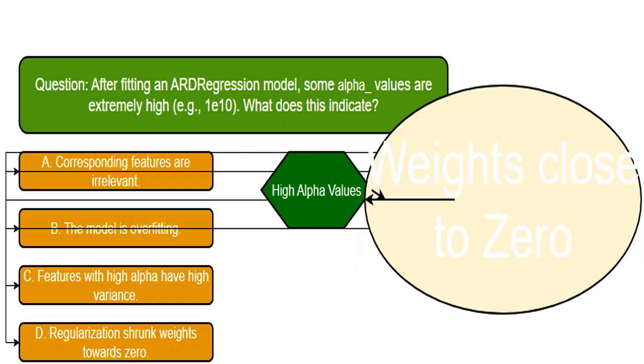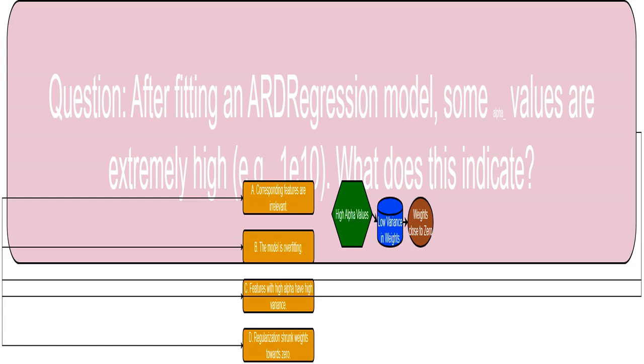Weights near zero directly indicate that the corresponding features are barely influencing the model's predictions. This means these features are likely irrelevant. The model has effectively ignored them due to the regularization imposed by the high alpha values. ARD, automatic relevance determination, cleverly achieves this feature selection. This is the central question.